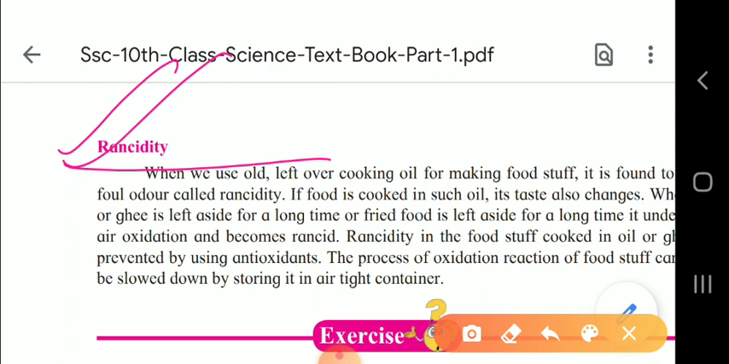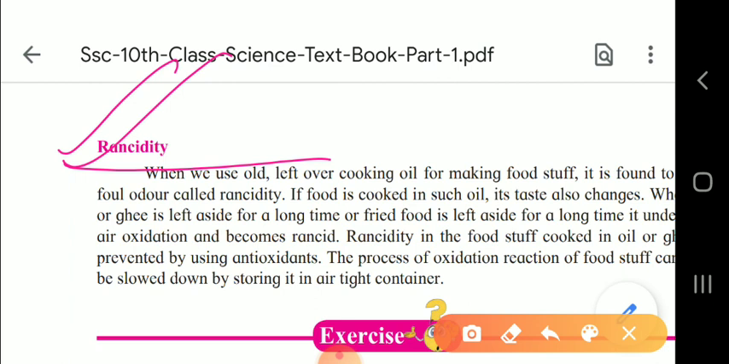Because what happens is that when we use this old or leftover cooking oil for making foodstuff, it has a foul odor, that is called rancidity. If the food is cooked in such oil, then its taste also changes. And when the oil or ghee is left aside for a long time, or fried food is left aside for a long time, it undergoes air oxidation and becomes rancid.